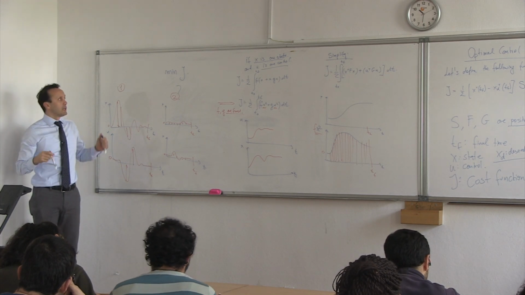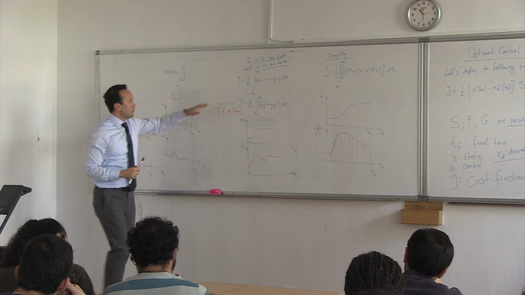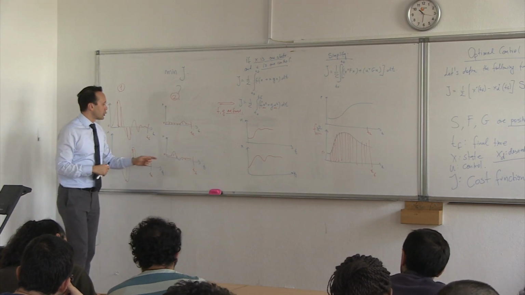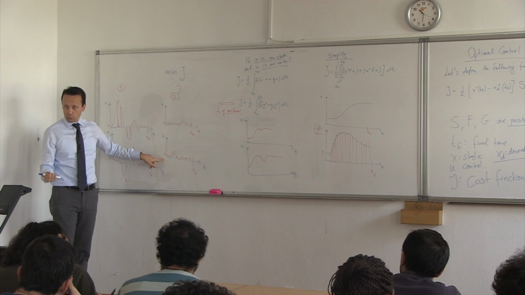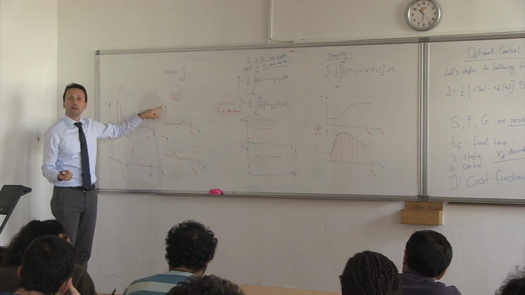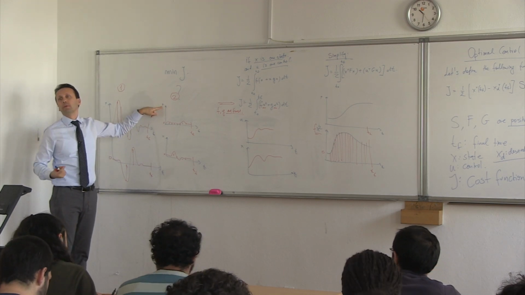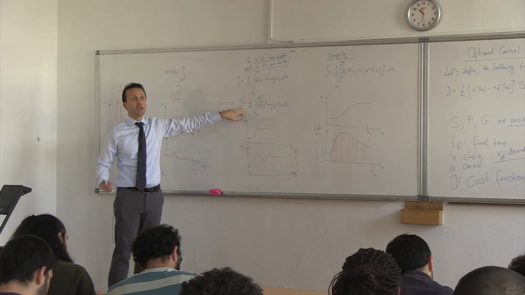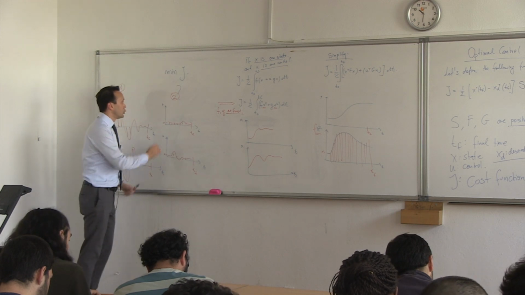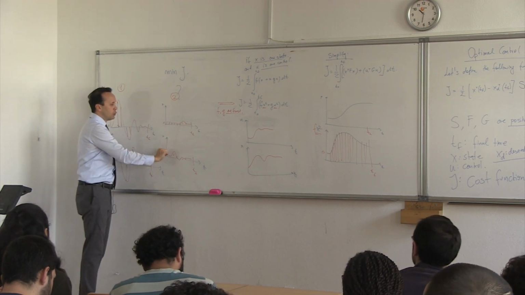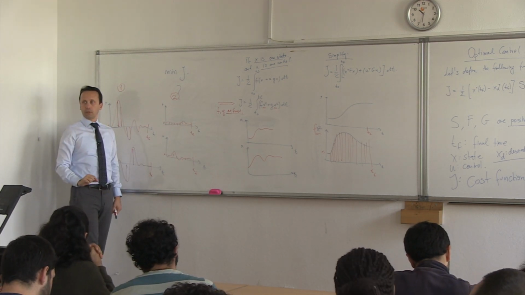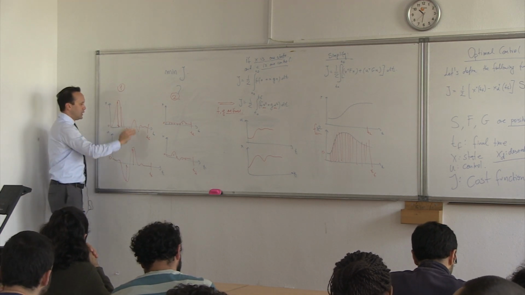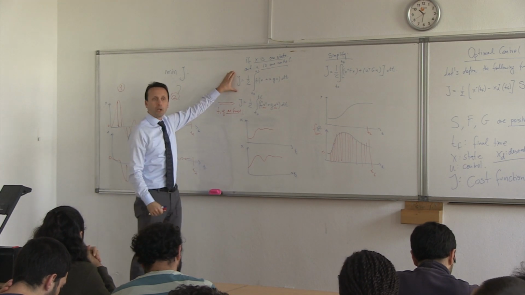Okay? So the minute I tell you I want to have J small, it immediately means that controls are not moving too much and the states are not moving too much. That's what this immediately means when I say let's make J small. It means don't move x too much, don't move u too much. Otherwise, if you move u and x too much, you will have large numbers and J will become large.